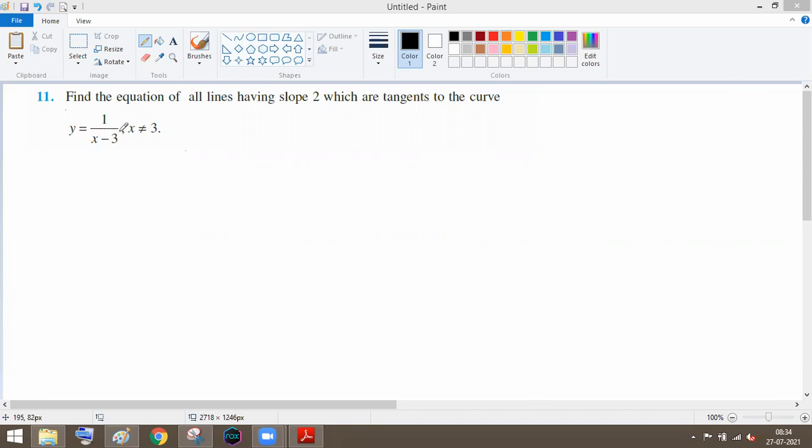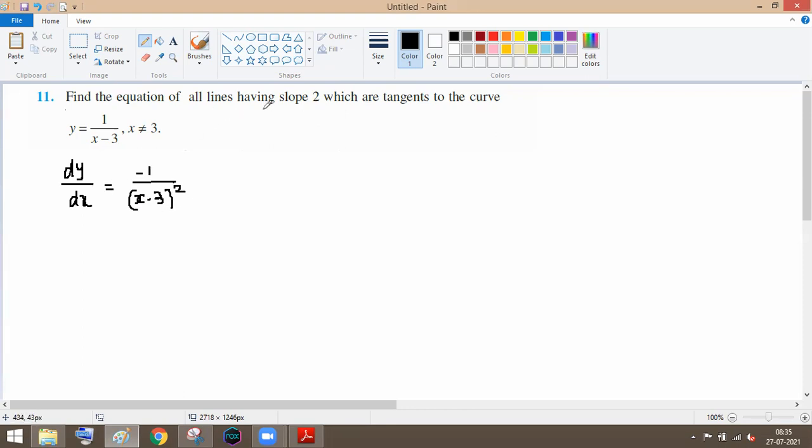Okay. So if those lines are tangent to the curve, can we say that the slope of the tangent to this curve and the slope of the lines must be the same? So if I find the slope here, can we say that dy by dx, that is the slope, will be equal to minus 1 upon (x minus 3) whole square.